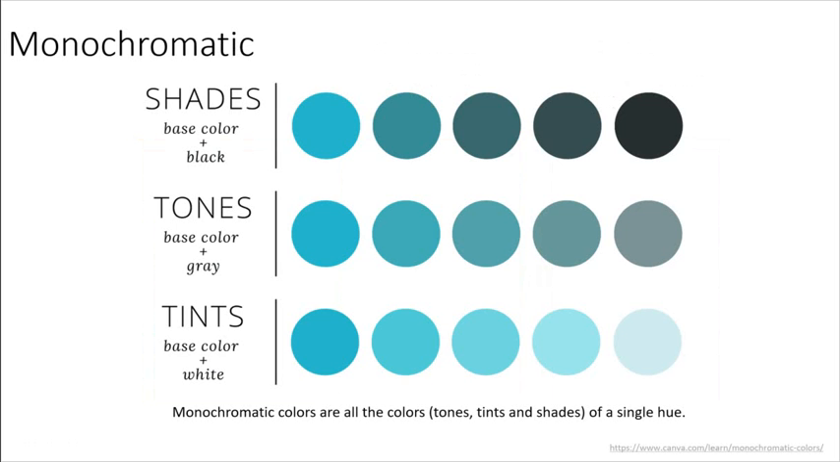So monochromatic means one color, monochrome, one hue and any and all variations of that hue. You can lighten it, darken it, desaturate it, it's still one color, monochromatic.